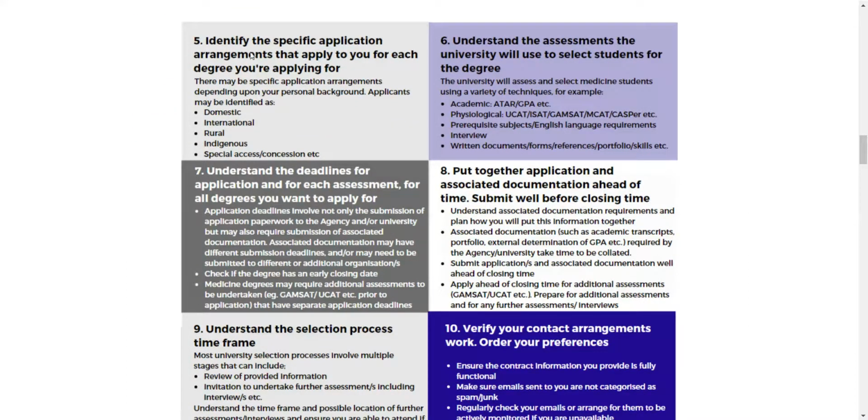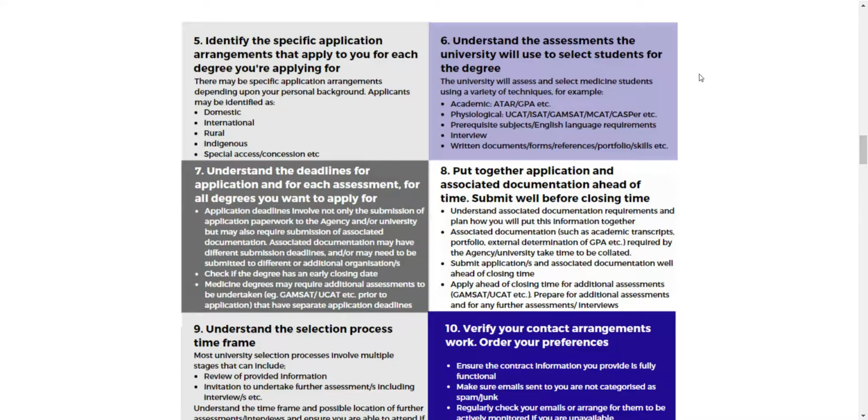Identify the specific application requirements that apply to you. So you'll be classified as a domestic student or an international student. You may be rural or Indigenous. You may have special concession schemes that you're applying through. And each one of those schemes or paths, as they apply to you, will have certain application requirements. So understand the application requirements for the university, for the degree, and as it applies to you as an applicant.